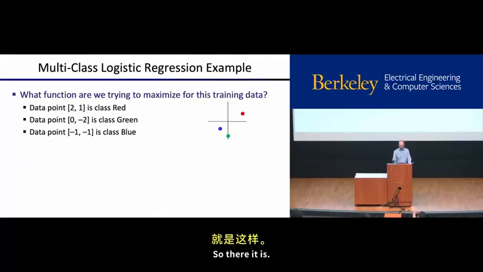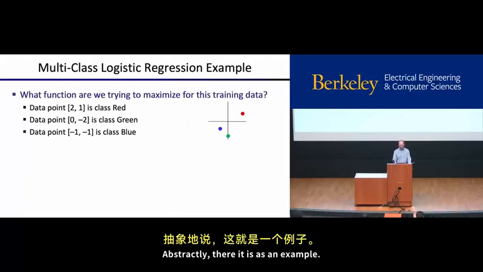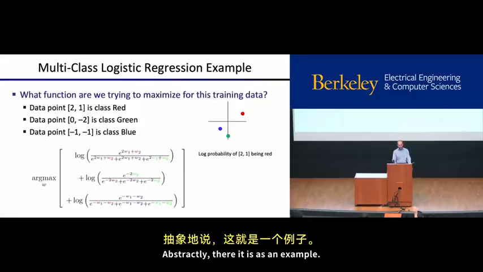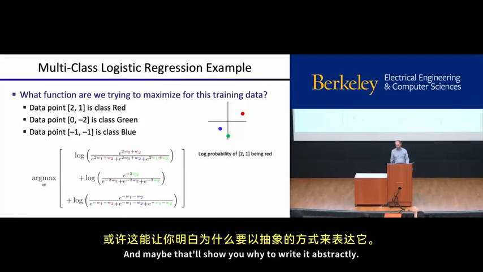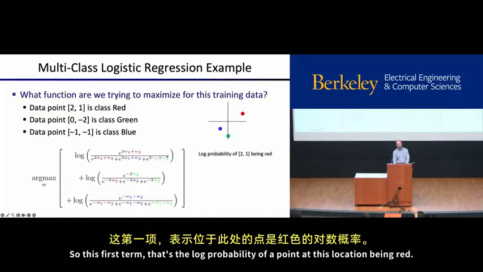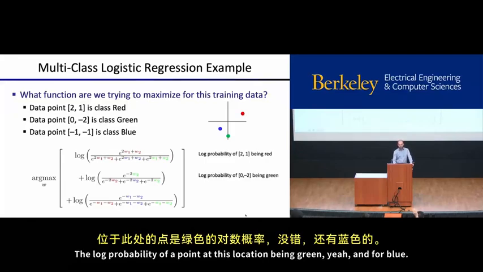So there it is abstractly. There it is as an example. And maybe that'll show you why to write it abstractly. So this first term is the log probability of a point at this location being red. The log probability of a point at this location being green, and for blue.